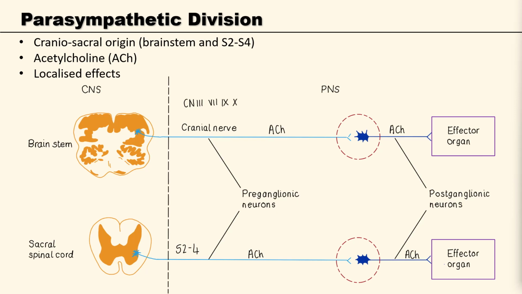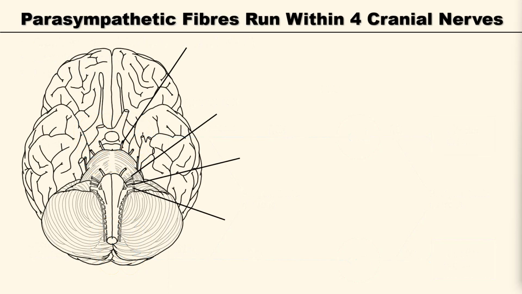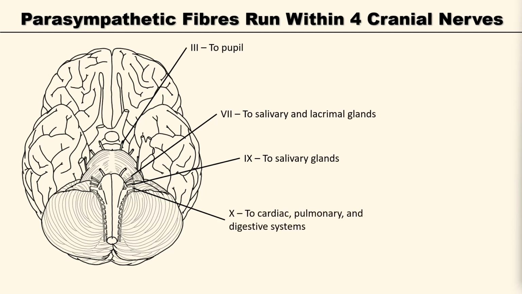Which of these cranial nerves carry parasympathetic fibres? Well, we have the oculomotor nerve carrying parasympathetic innervation to the pupil, the facial nerve to the salivary and lacrimal glands, the glossopharyngeal to the parotid, and the vagus nerves to the cardiac, pulmonary and digestive systems.